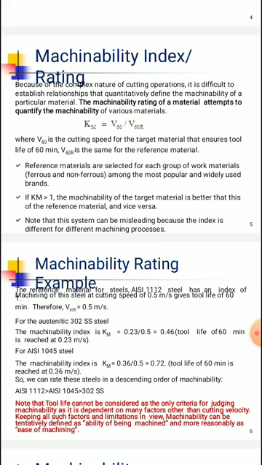What does this tool life mean? It means that if we work at a speed of 0.36 meter per second, then we can work with the same tool for a period of 60 minutes. If we work at this speed on this particular material, AISI 1045 steel, at 0.36 meter per second, then we can achieve the tool life of 60 minutes, right?